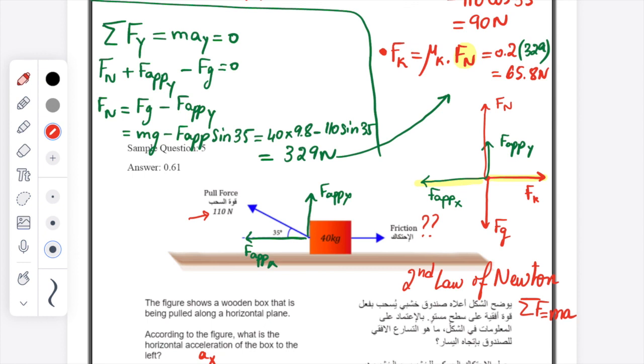Now let's continue finding our acceleration. Here we have 90 minus 65 over 40, the mass, which will give me 0.606 meters per second squared.